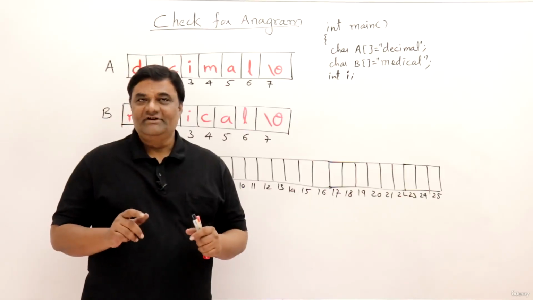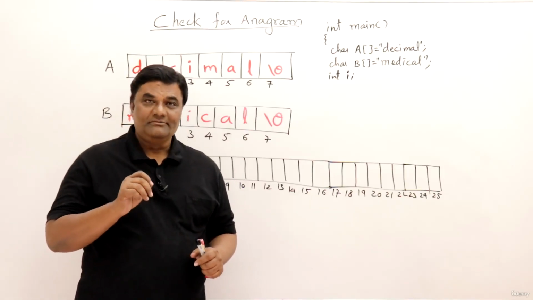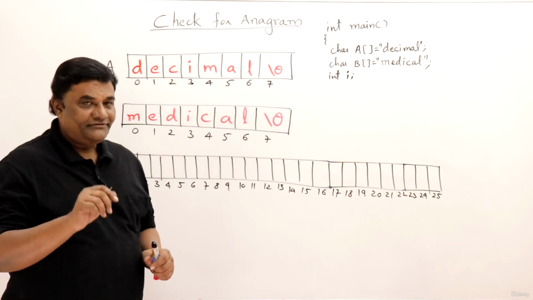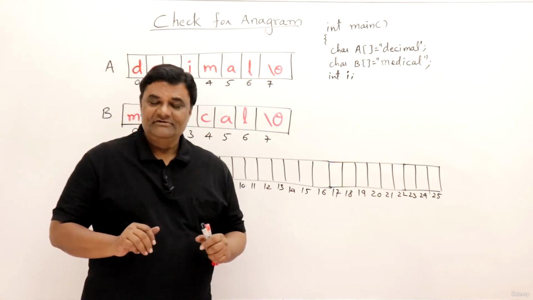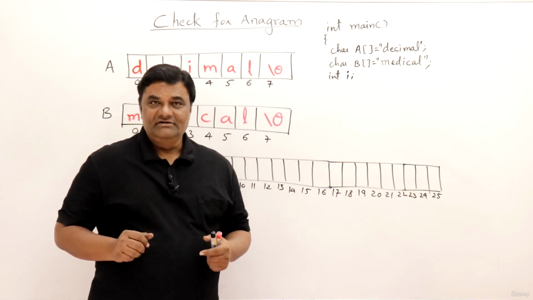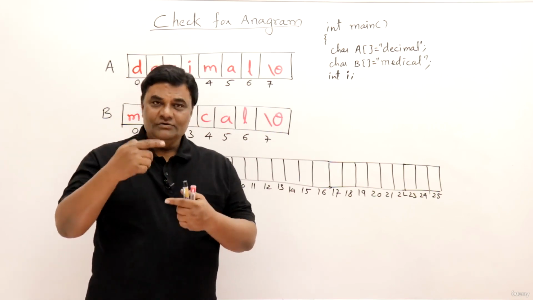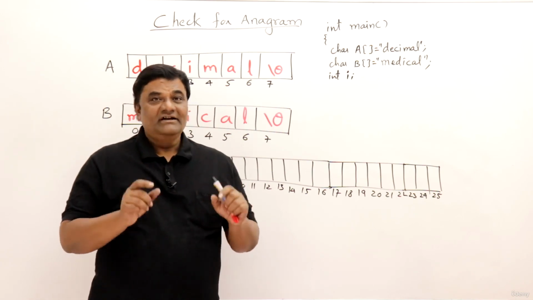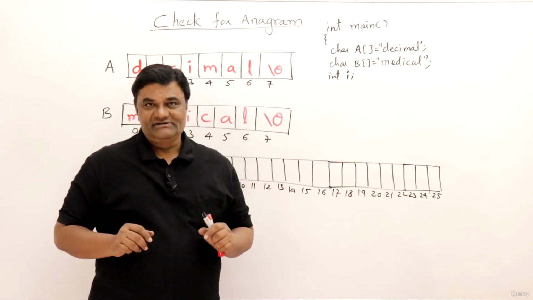Now the topic is checking whether two strings are anagram or not. So first of all, we'll see what it means by anagram. Then we will see what are the possible procedures one by one. See, anagrams are two strings which are formed using the same set of alphabets.